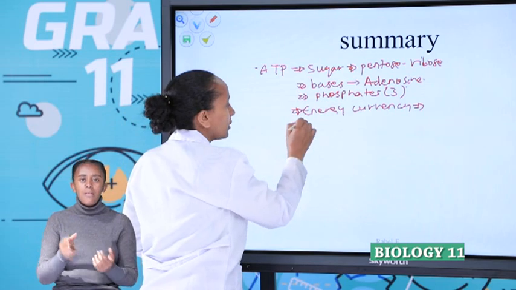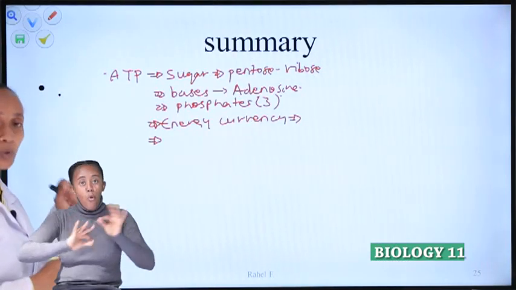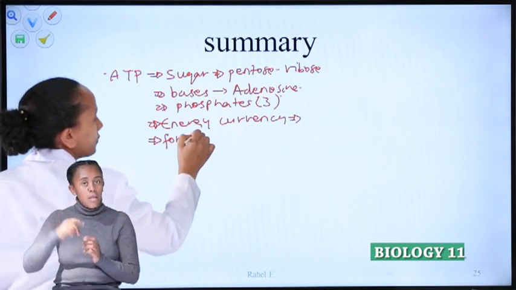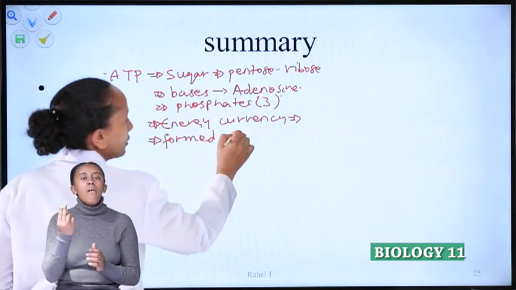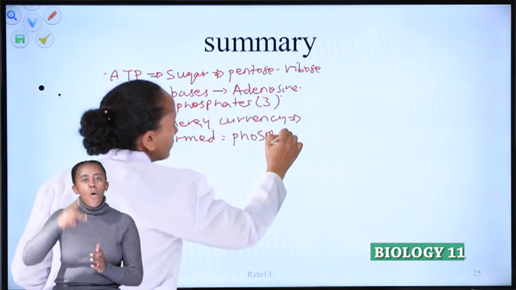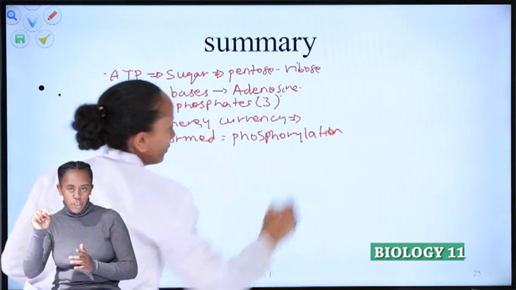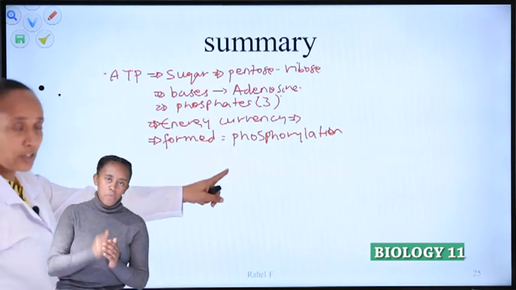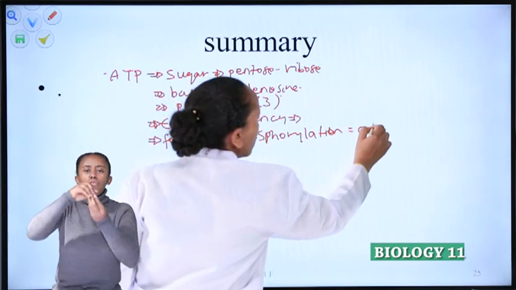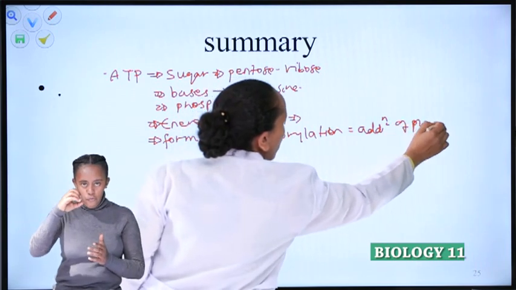And if ATP is such an important molecule, how is it formed? ATP is formed by a process known as phosphorylation. Phosphorylation is simply the addition of phosphate to a substrate.